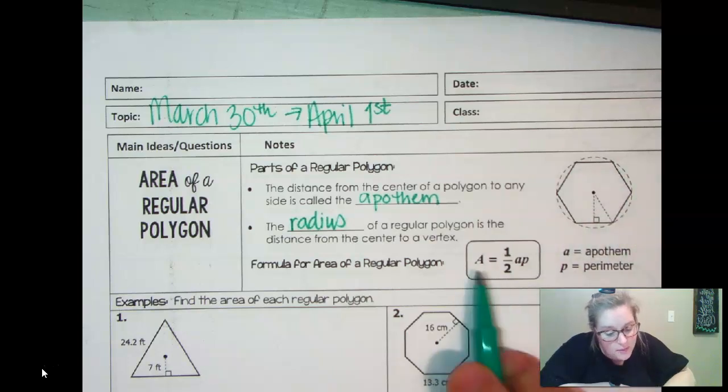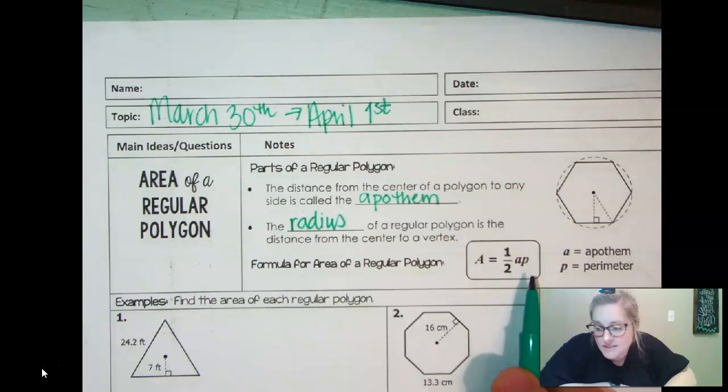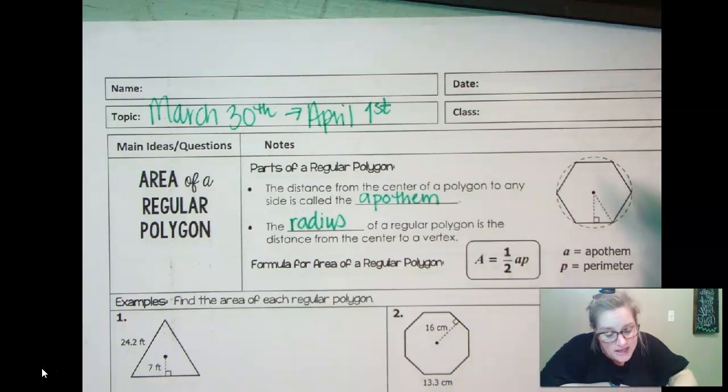You can see your formula doesn't require the radius, but we will use the radius because the apothem and the radius create a right triangle. Using what we know about right triangles, whether it's 30, 60, 90, or our SOHCAHTOA, we'll be able to find the other sides, whatever's missing, so that we can find the perimeter, because you also have to have the perimeter of your image. So here we go.